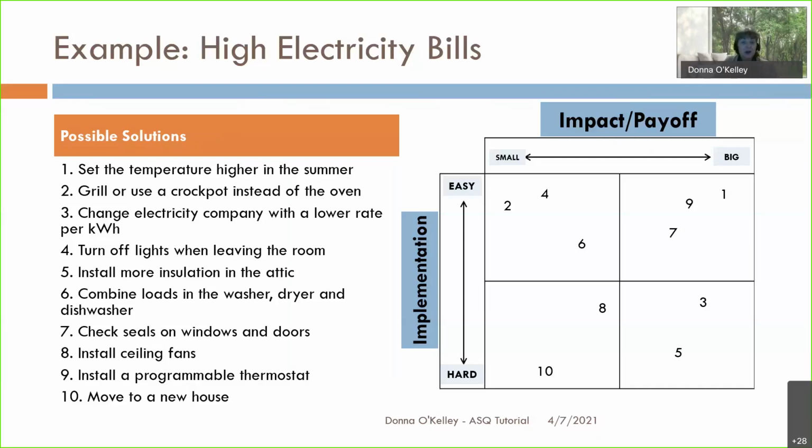combine loads in the washer, dryer, and dishwasher. All these are energy conserving possible solutions. Also, check the seals on your windows and doors, install ceiling fans, install a programmable thermostat, and maybe move to a new home. It's more energy efficient. So as you can see here on the right, this team, again, these are not scientific results by any means.